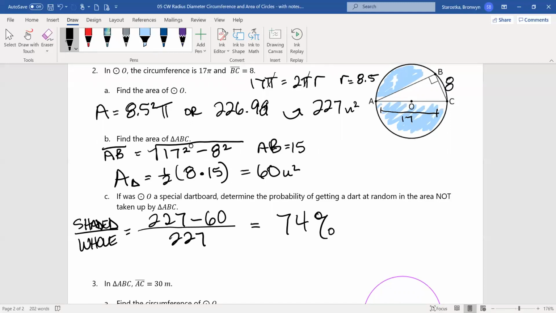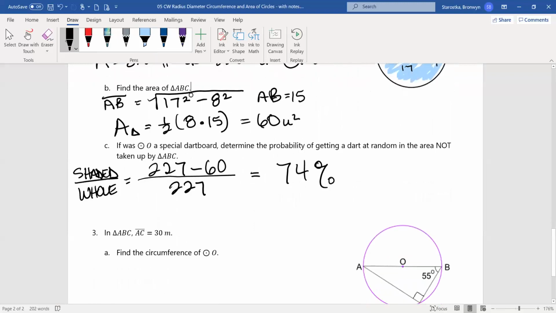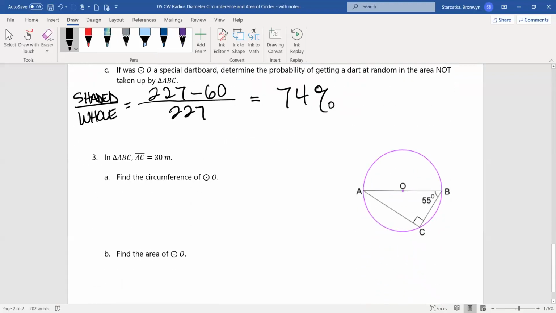What else could we do? Uh-oh. I see a funny angle measure of 55 degrees. In triangle ABC, it's telling me AC is 30. And I want to find the circumference. And in order to find the circumference, I need the diameter or the radius. And the only way I see to find that diameter, SOHCAHTOA.